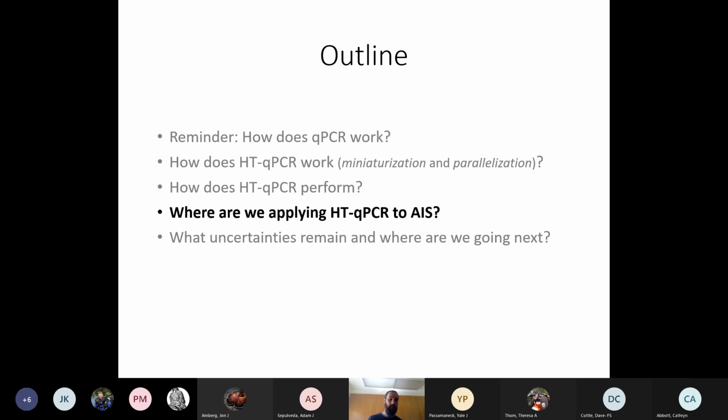All right, so we talked about how high throughput qPCR works, and now we're going to talk about some examples where we're applying this technology specifically to aquatic invasive species.